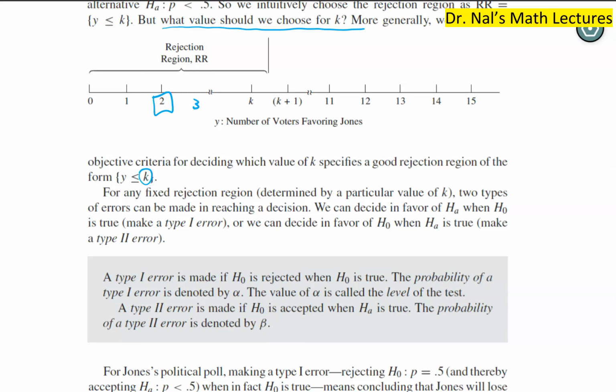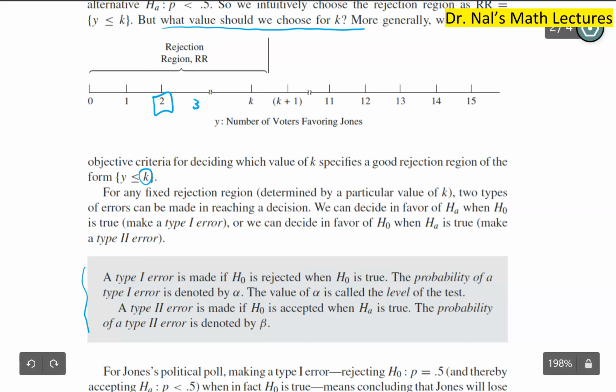Or we can decide in favor of the null hypothesis while in fact the alternative was true. In that case, we would say that we've made a type 2 error. So rejecting the null hypothesis while it was true is a type 1 error. We always give priority to the null hypothesis, right? And we want to make sure we avoid rejecting the null hypothesis while it was true, at least for the type 1 error. So, this is a summary.